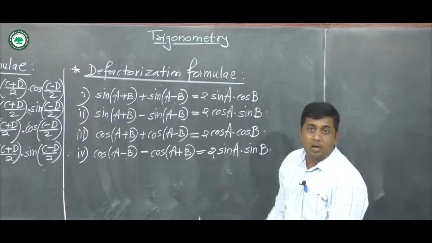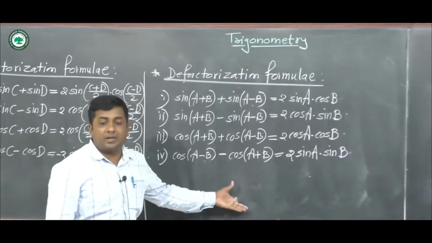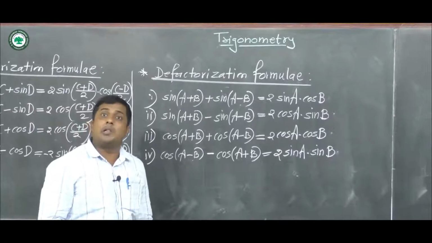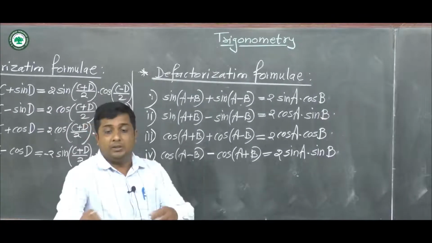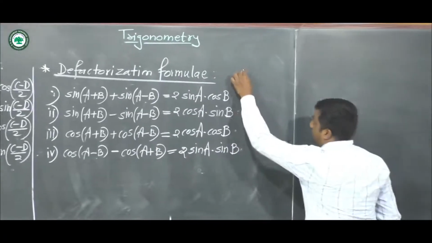So these 4 are the factorization formulae. So these are also very important to solve the examples. Then we go with our next part, and in that we consider double angles.